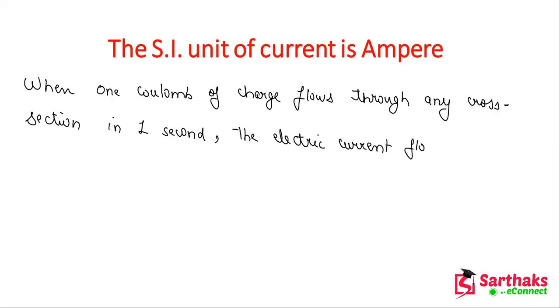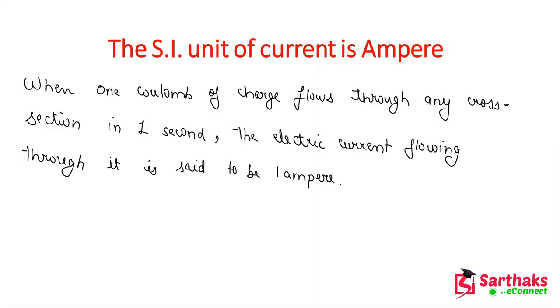The electric current flowing through it is said to be 1 ampere. So we denote it by 1 ampere is equal to 1 coulomb upon 1 second. And the instrument that is used to measure current is called ammeter.